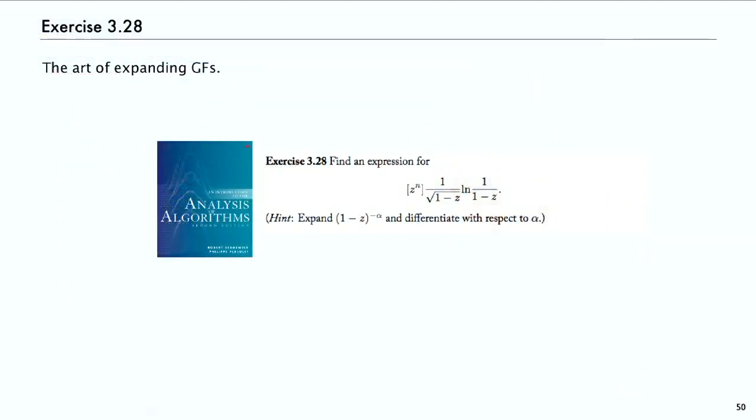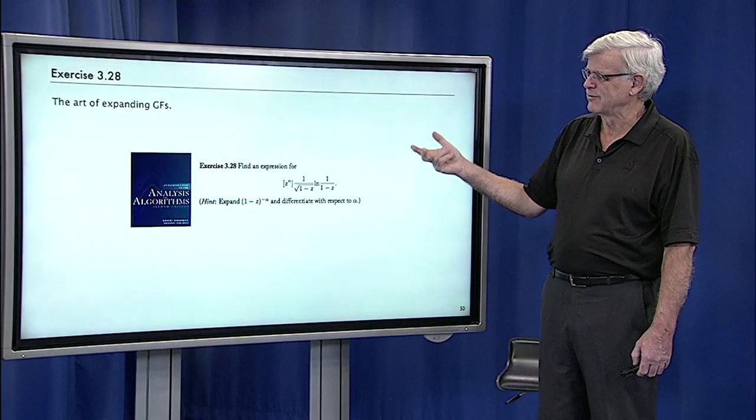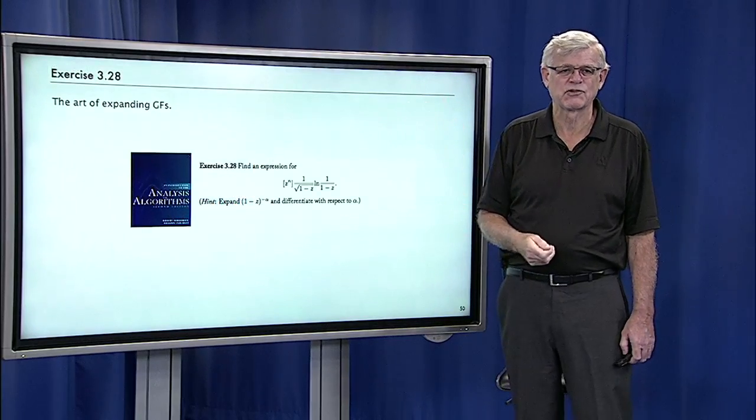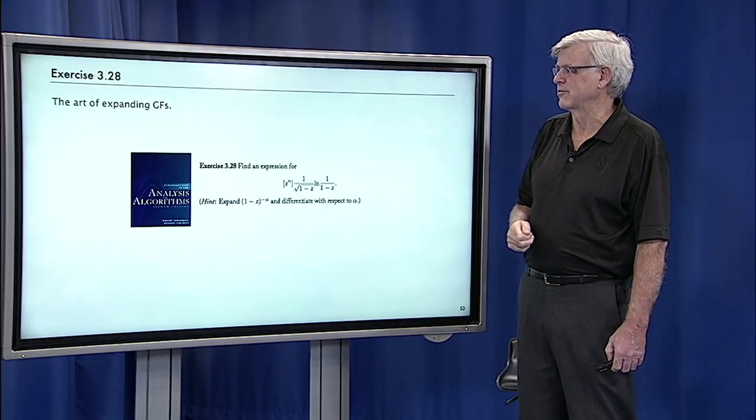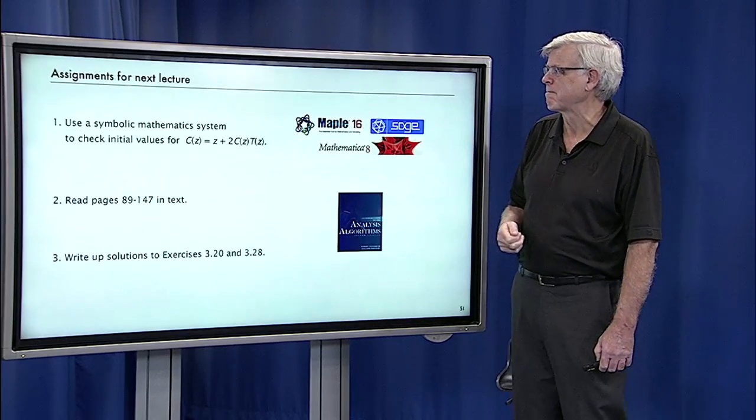Another thing that you might do is practice expanding some unknown generating functions. And there's many exercises like this in the book. These are just a couple that you might try. So what about 1 over square root of 1 minus z, natural log of 1 over 1 minus z? There's a bunch of ways to do that. There's a hint for one way that might work. And that'll give you some practice in how we extract coefficients from generating functions. And you can try some other exercises there as well.